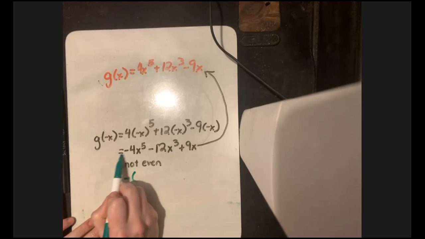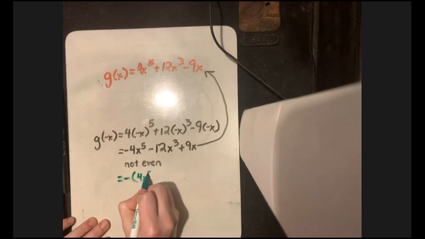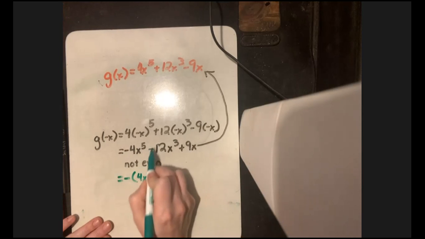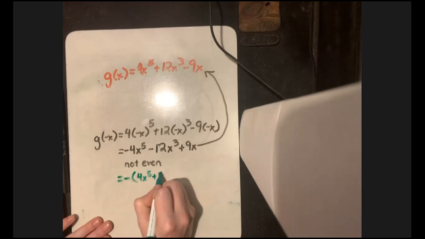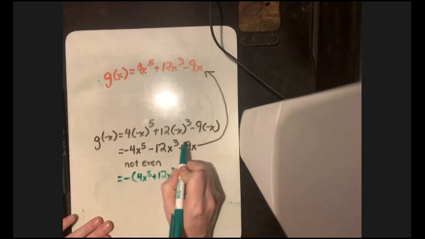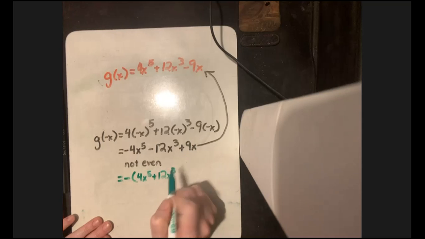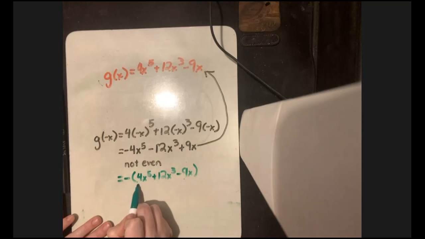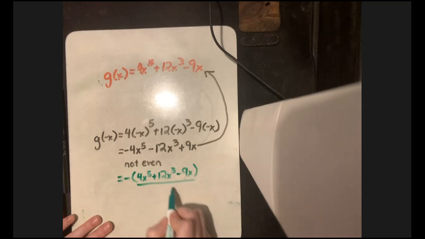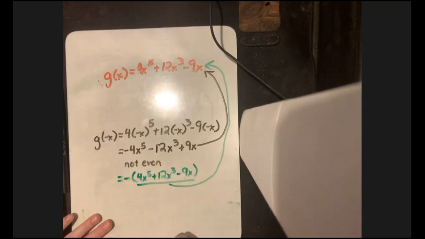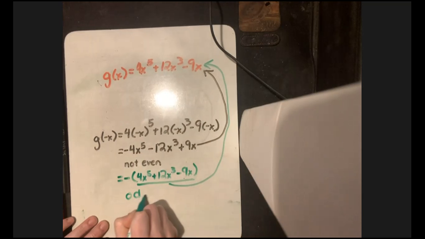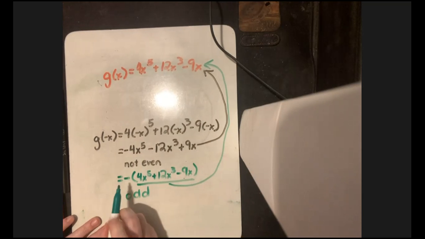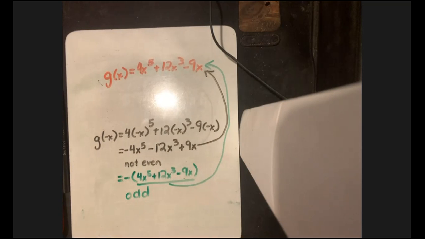So if I factor a negative off of this, it's going to leave me with that 4x to the 5th. If I factor a negative or divide a negative away from here, it's going to turn that to a positive 12x cubed. If I do this positive 9x divided by negative, it's going to turn it into a negative 9x. Now, if what's in the parentheses matches the original, spot for spot, sign for sign, everything, and it does, then this is an odd function because it's negative the original function, which is what the definition said, okay?